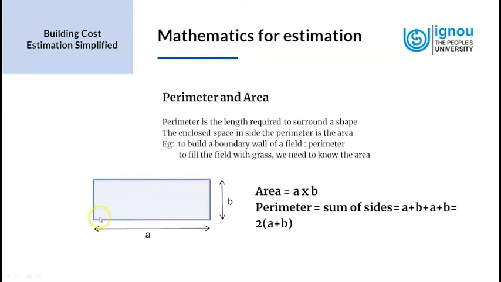The way we do it is we measure the length A plus length B plus length A again plus length B. So the perimeter in this case would be the sum of sides, which would be A plus B plus A plus B, which is 2 times (A plus B). Now the area is the space enclosed inside this figure, the space that is enclosed within the boundary. The way we find the area is by multiplying one side into the other, and so in this case it would be A into B.